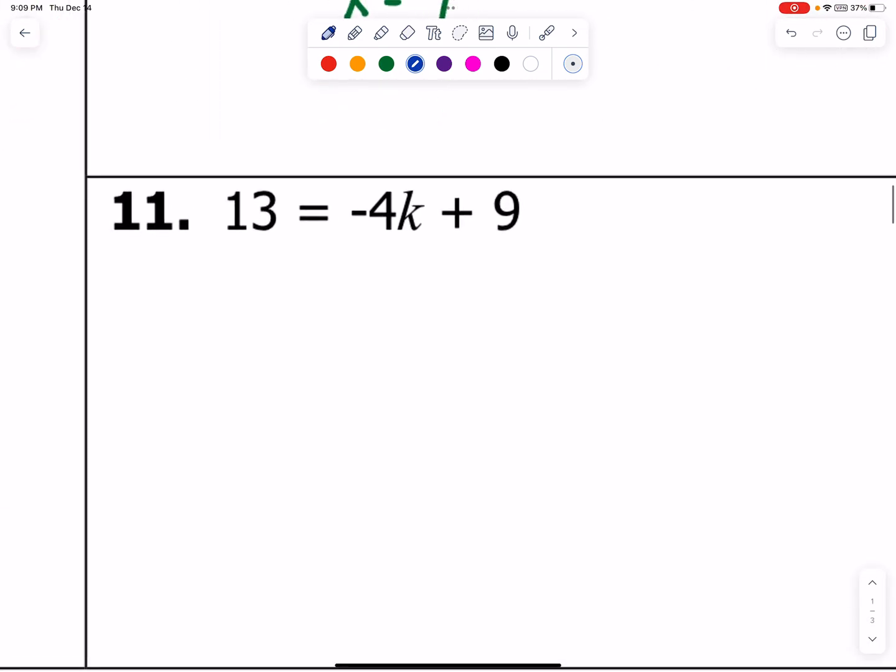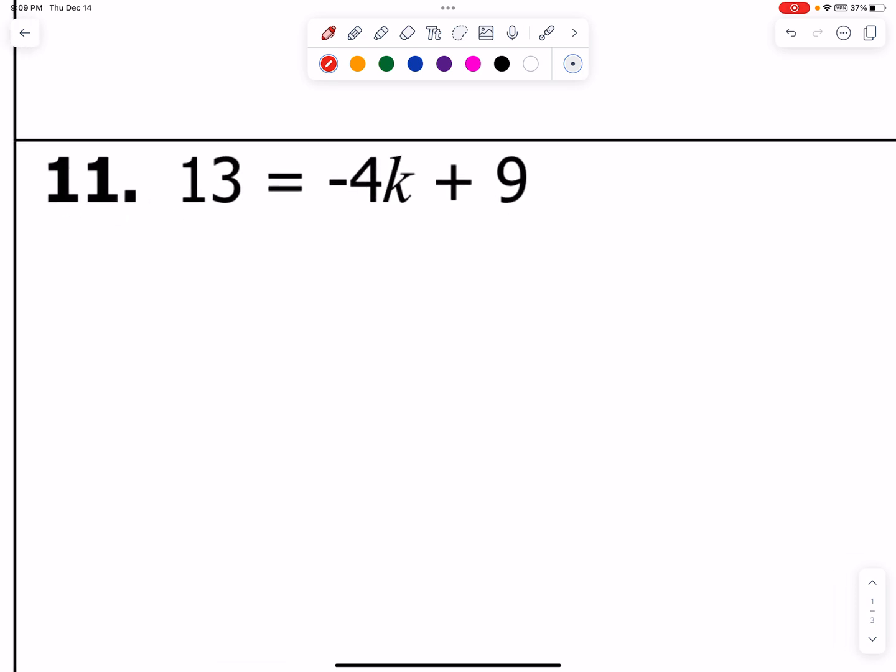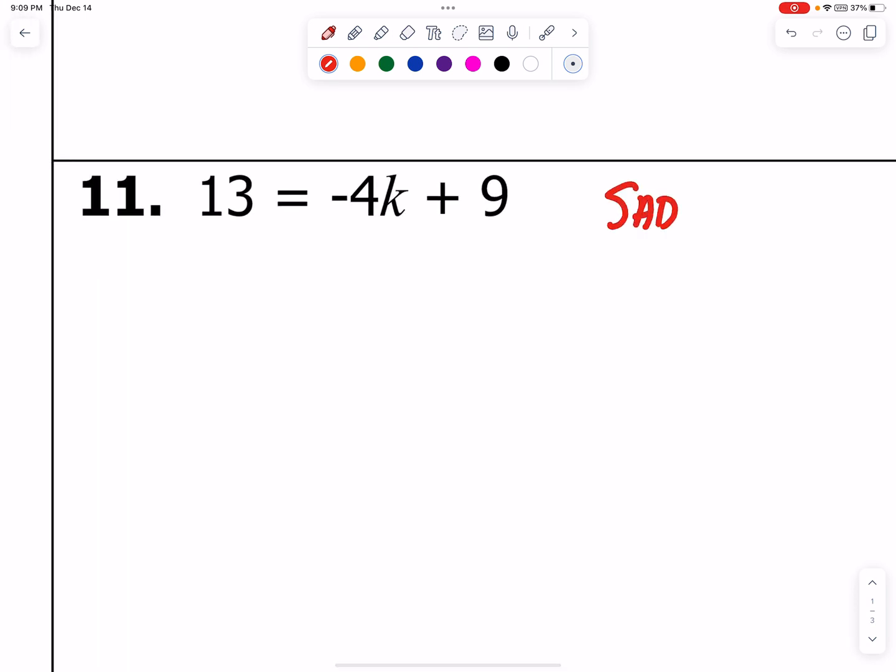All right, let's take a look at number 11. Same kind of thing. If you want to try 11 and 12 as a group, go ahead and hit pause on this, and then you can hit play again and see how we do, or just keep it running and we'll go from there. All right, here we go. I'm paying attention to my SAD MERG.